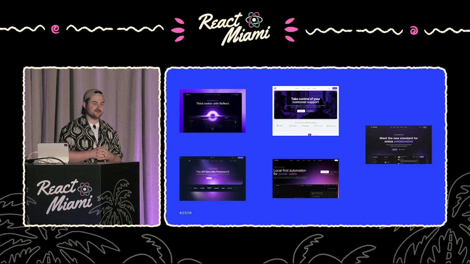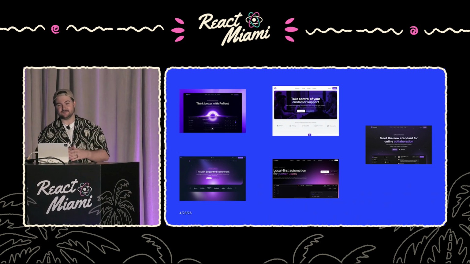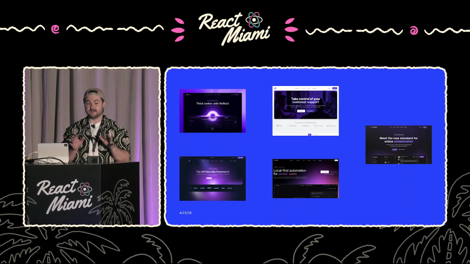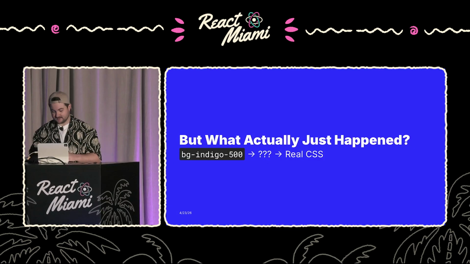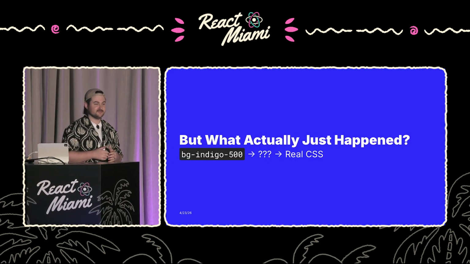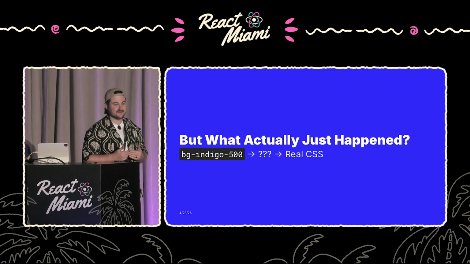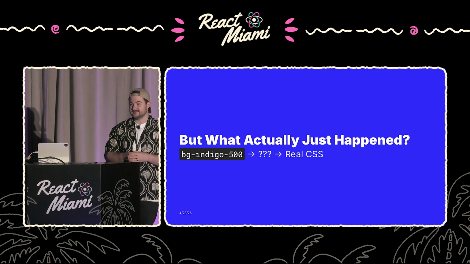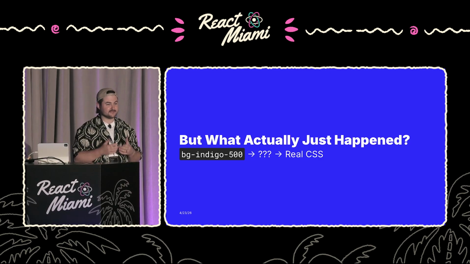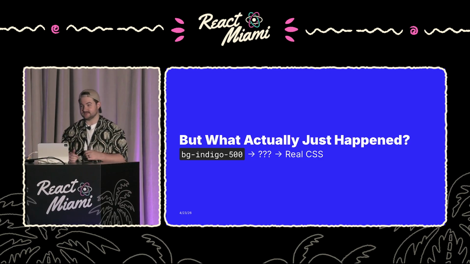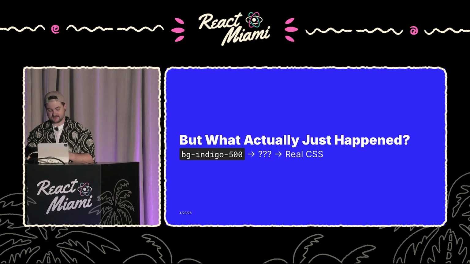But let's assume that Mitch is working on a component and he throws BG Indigo 500 onto a div and boom, we get a nice blue-violet background. He doesn't think about it, he moves on. That's the deal with Tailwind. But I want to challenge you to spend the next 20 minutes or so with me thinking about what actually just happened. Mitch typed a string into a class name prop, and somehow that turned into real CSS that the browser understands. But what actually just happened?